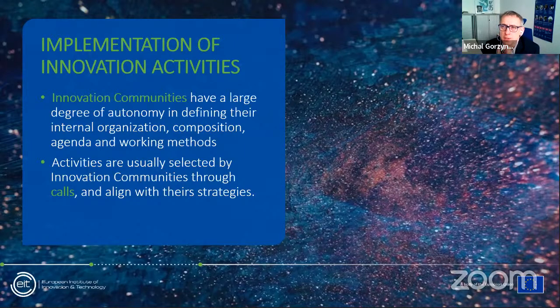So the activities, for example, have to be selected through calls in a transparent manner, which ensures that the equal treatment principle is met. Also, the selection processes have to meet certain requirements, which are EIT-driven requirements, like EIT innovation principles. I will say a few words about these principles in a moment, but they also have to be aligned with the overall framework of Horizon Europe.